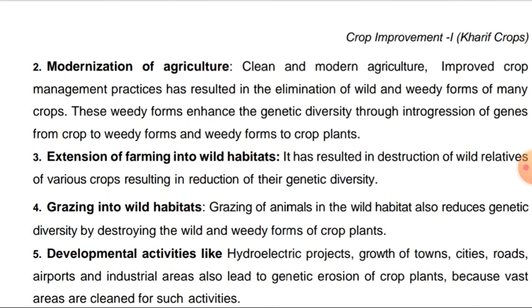The second important reason for genetic erosion is the modernization of agriculture. Modern agriculture and improved crop management practices result in the elimination of wild and weedy forms of many crops, and because of the loss of weedy and wild forms, genetic erosion may occur. Then the extension of farming into wild habitats, which destroys the wild relatives of various crop species, is also an important reason for the reduction of genetic diversity.